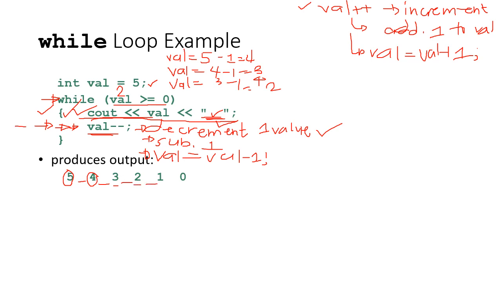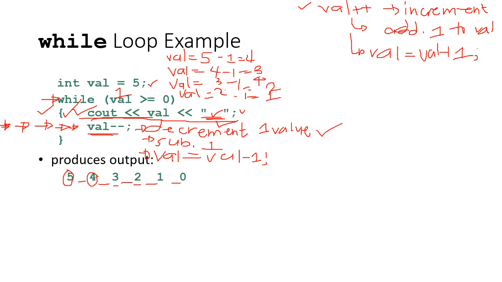Now it will go to val minus minus again. So val is equal to 2 minus 1. Now val becomes 1. So is 1 greater than or equal to 0? Yes, that's true. It will go to the statement again and cout val, which is the current value of our val, 1. Then there's a space. So you have 1.